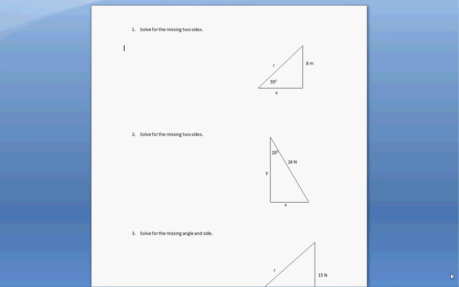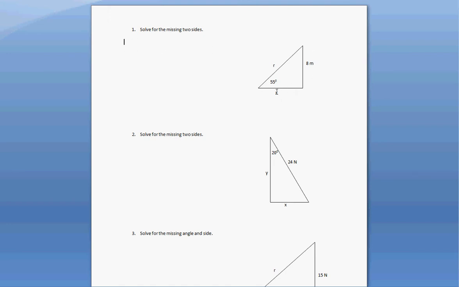Here we have three triangles with missing sides and angles, and we're going to use sine, cosine, and tangent to solve for them. So in our first triangle, we're missing the bottom side, which is the horizontal or the x, and the hypotenuse or r. In physics, it is common to call the horizontal side x, the vertical side y, and the hypotenuse r. So we'll start by solving for x.